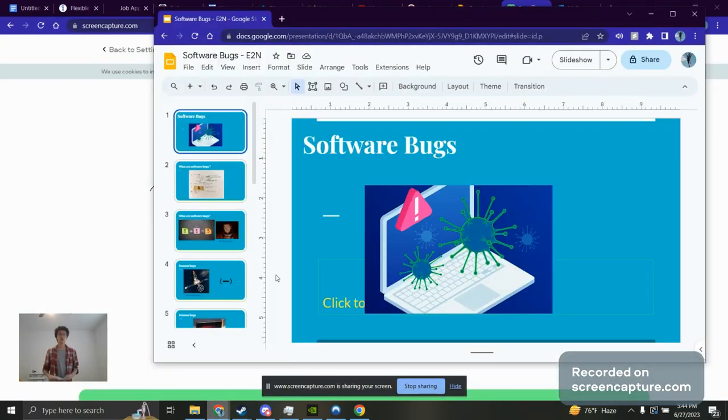Software bugs are all around us. They're in our computers, our phones, and our electronics. They impact our daily lives, yet we can't actually see them. First of all, though, what is a software bug?